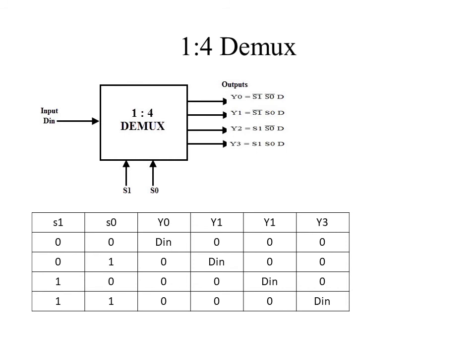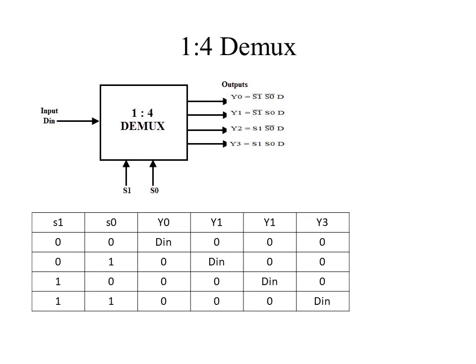So in 1 to 4 demux, it will have a single input line and 4 output lines y0, y1, y2 and y3, for which there will be only two select lines S1, S0. Here also the output depends on the select lines. So select lines S1, S0 and 4 outputs Y0, Y1, Y2, Y3. Depending on the combination of select lines, the input will be connected to only one of the outputs.